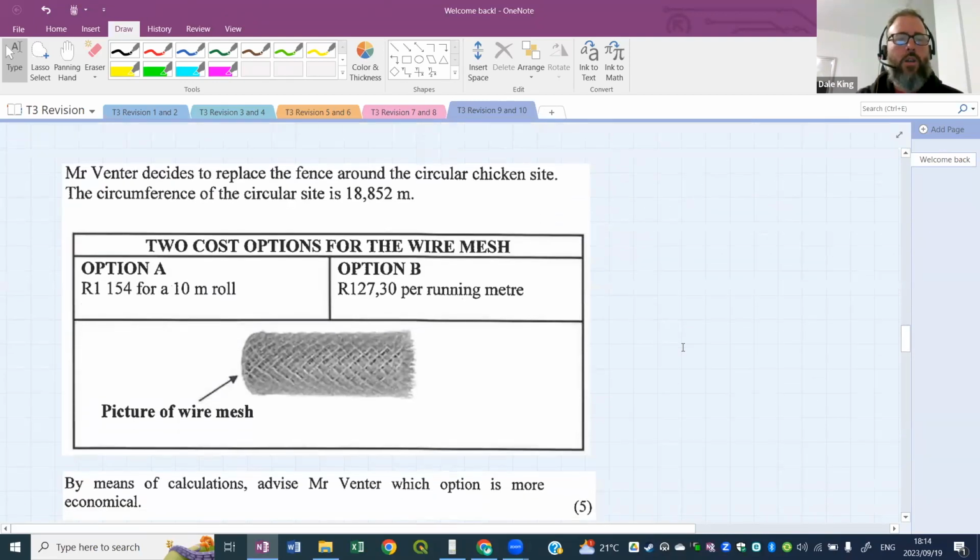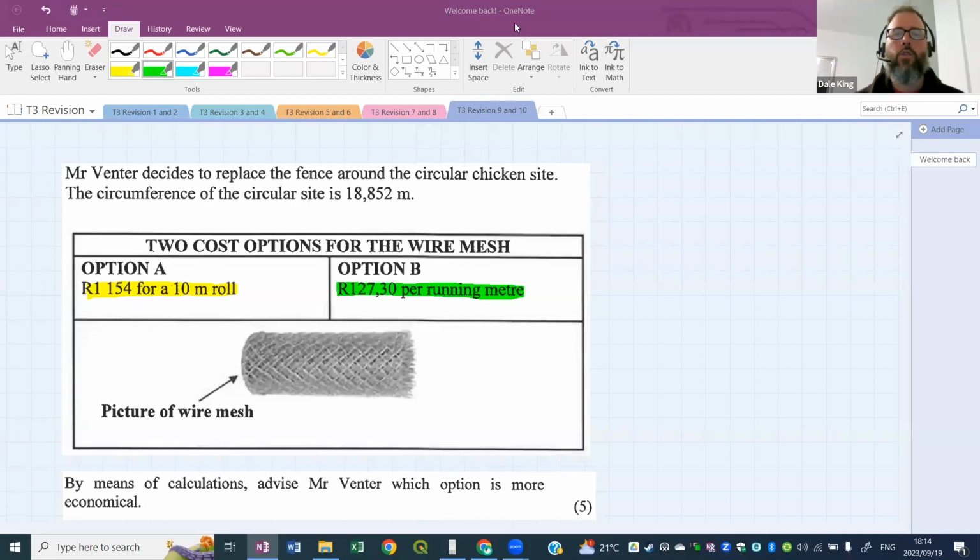All right. Now, we've got two cost options for the wire mesh. We've got option A, which is 1,154 Rand for a 10-meter roll. And we've got option B, which is 127 Rand 30 per running meter, which just means per meter. Those are our two options. It says here, by means of calculations, advise Mr. Fencer which option is more economical. When I say economical, that obviously means which one costs less.